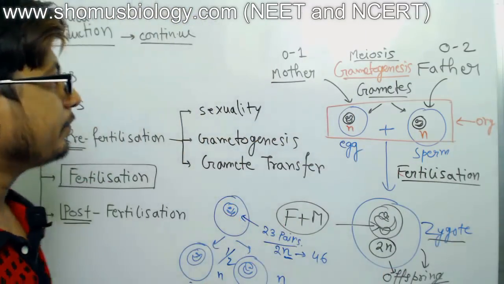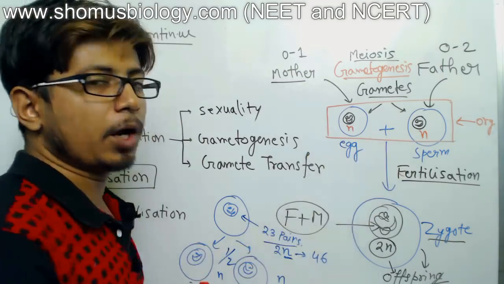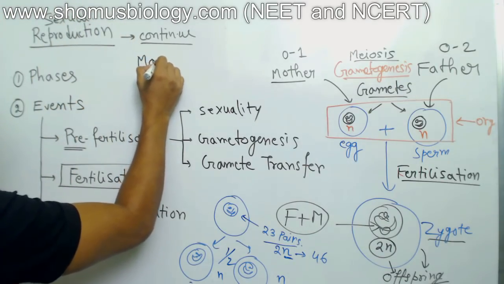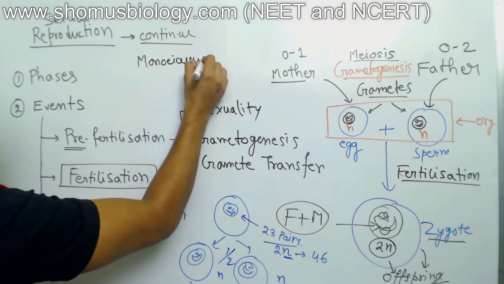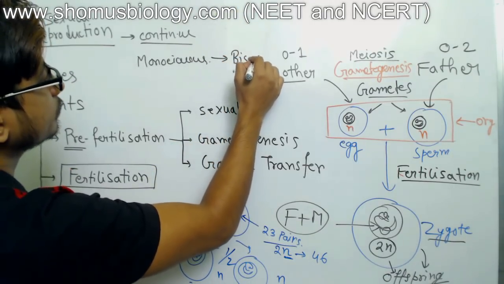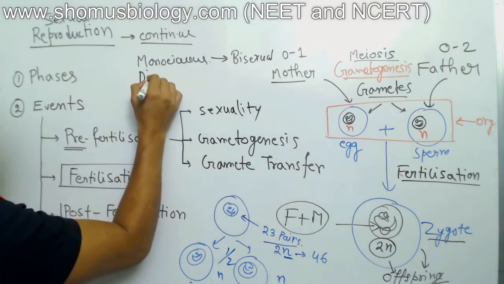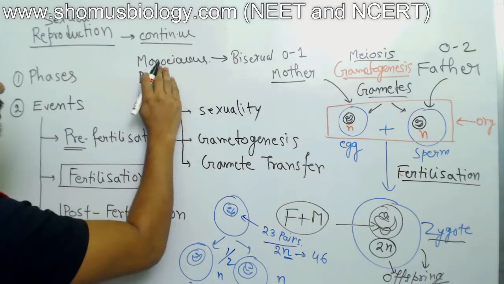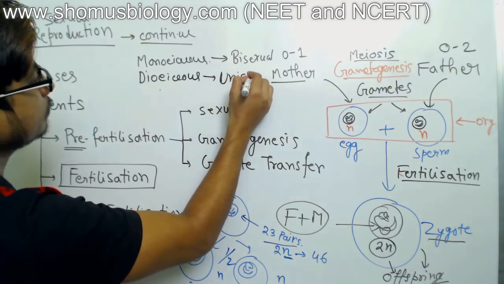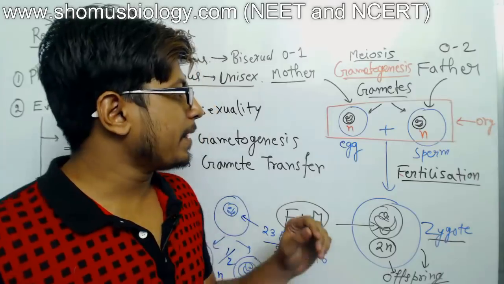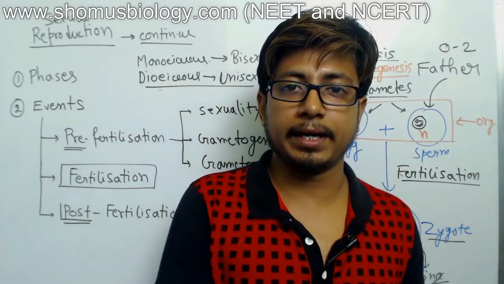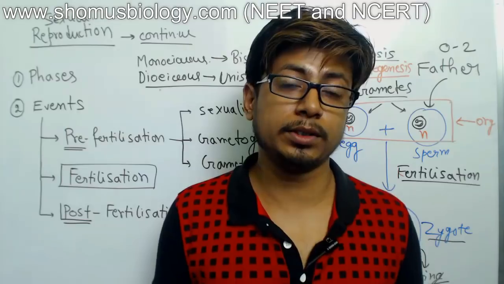So similarly, plants that can produce both types of gametes, sperm and egg type of gametes, are known as monoecious. And monoecious simply means bisexual plants. Okay, and dioecious means unisexual. Now another term that I should say is regarding this idea that unisexual means that organism produces either an egg or a sperm. Bisexual, it produces both egg and sperm together.